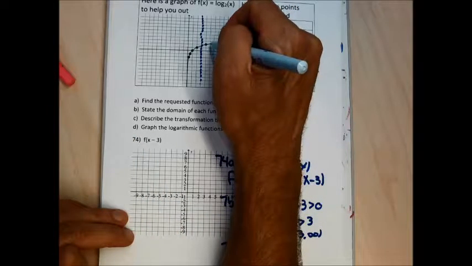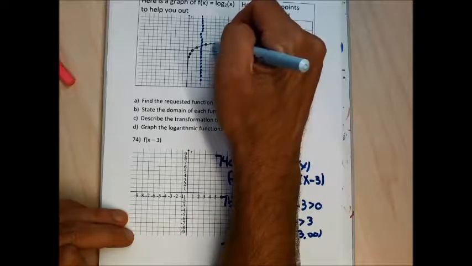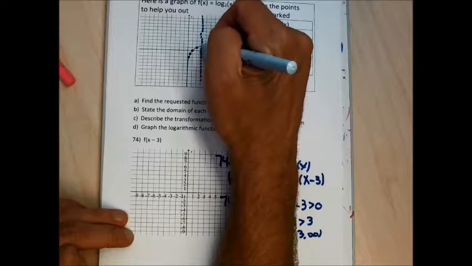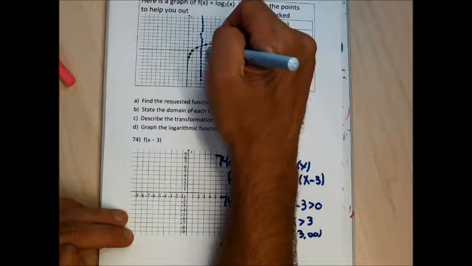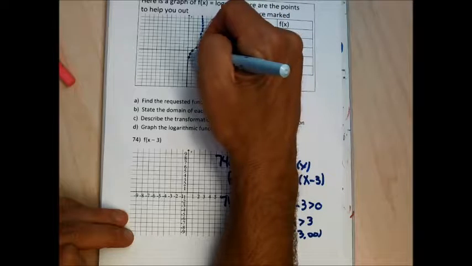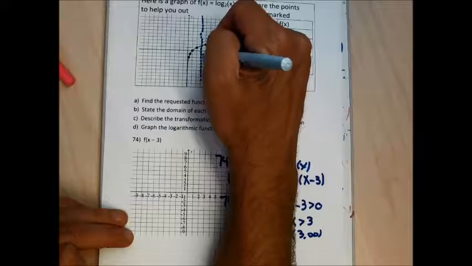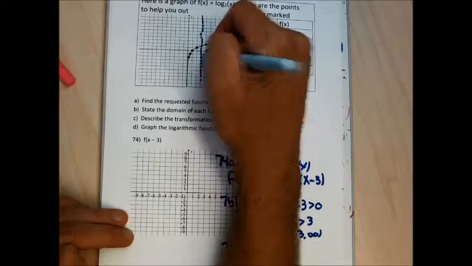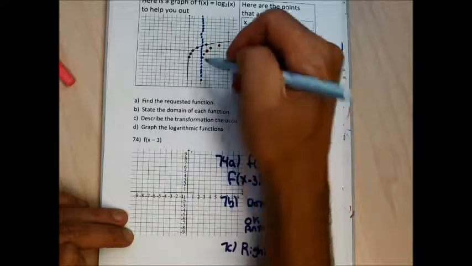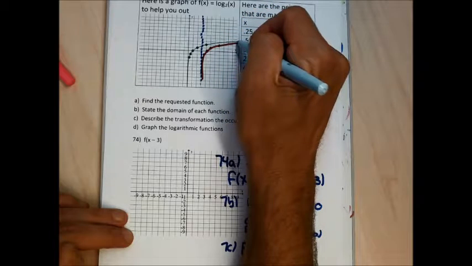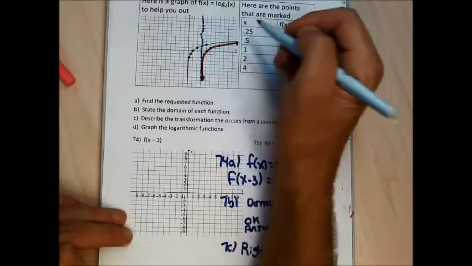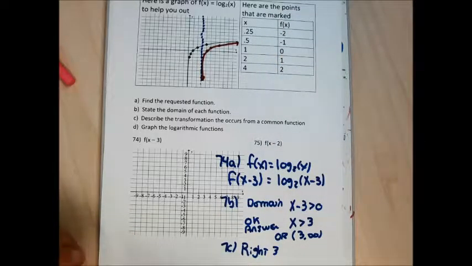So this point I go 1, 2, 3 to the right. This point 1, 2, 3 to the right. This point 1, 2, 3 to the right. These 2 points are going to be just to the right of this dashed line. So this point is going to be a little bit to the right, and this is even going to be a little bit closer to that dashed line. So I took each point and slid it to the right 3, and I just drew basically the same shape.